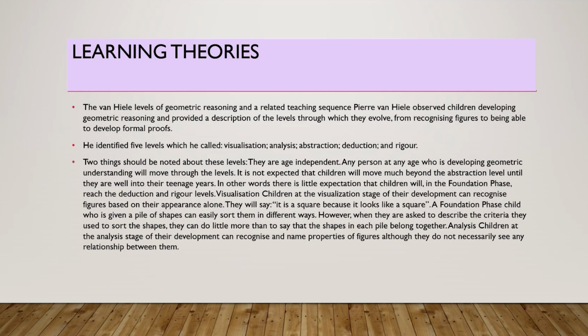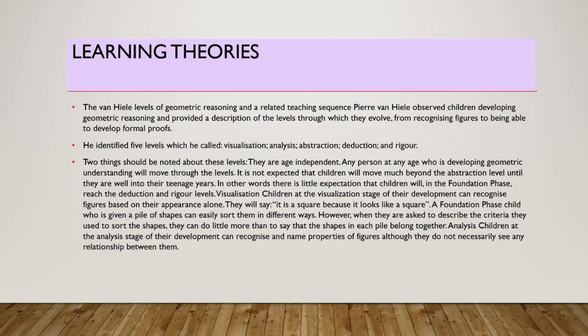If you look at a square, because it looks like a square, that is some of the reasoning children will give at a foundation phase level. You give them a square shape and ask, why is this a square? They can't really express why, because they haven't learned the properties of shapes yet. So they will say that it looks like one, because that is what you as a teacher have presented to them as a square, as a triangle, as a circle.